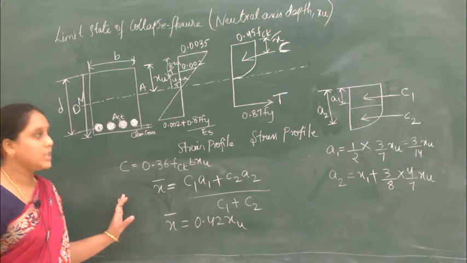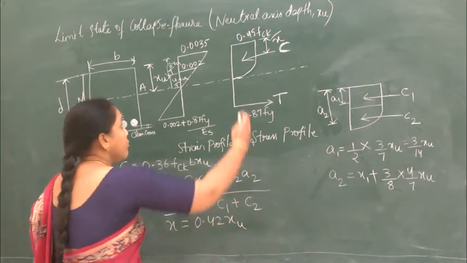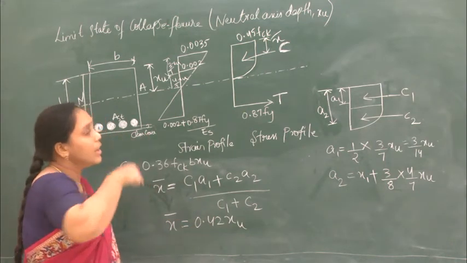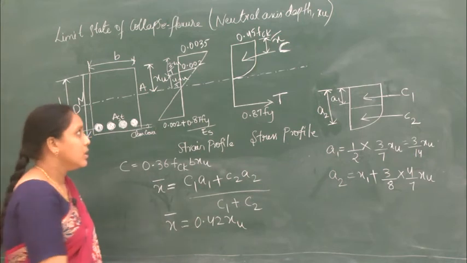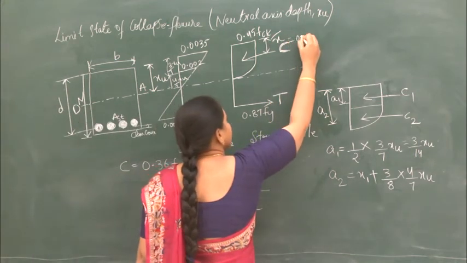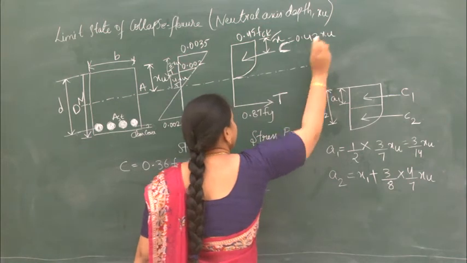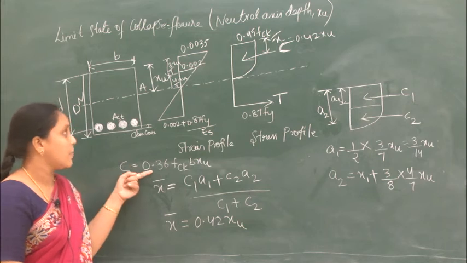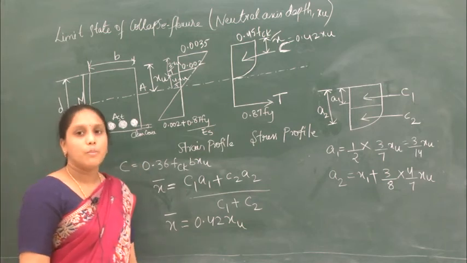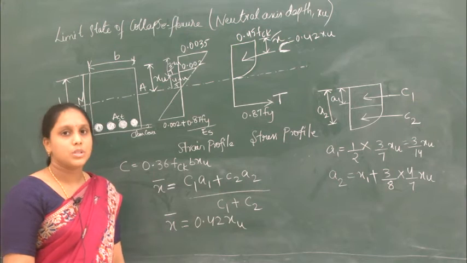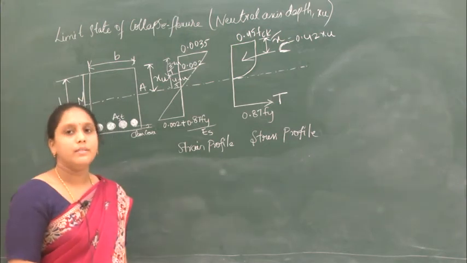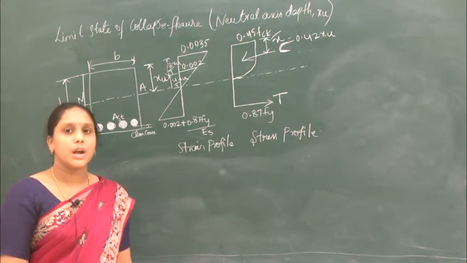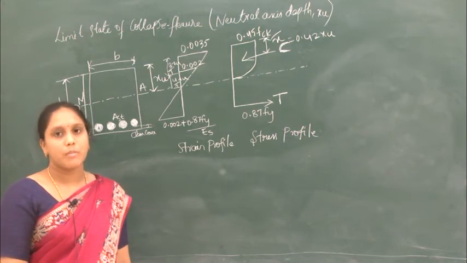So what does that mean? That means that the compressive force C is acting at a distance of 0.42 xu from the topmost compression fiber. So x bar here is 0.42 xu. Now we have calculated the total force of compression and the distance at which the compressive force is acting from the topmost compression fiber.